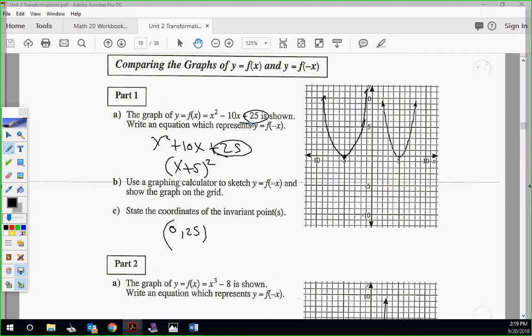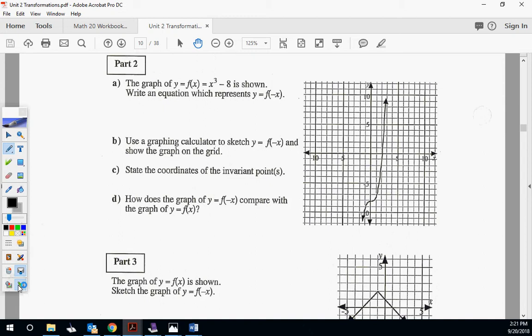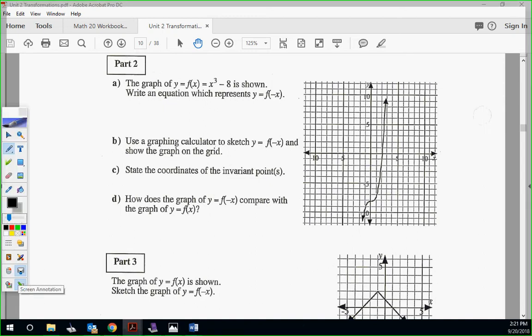Good? Okay. All right, so let's go to the cubic one now. If we do the cubic one, we're going to put negative x in. Now, if we put negative x into a cubic, what happens? It's negative now. And so you're staying here. So now it looks a little bit more like that, as it's reflecting over the y-axis still. The coordinate of the invariant point is 0, negative 8. Good.